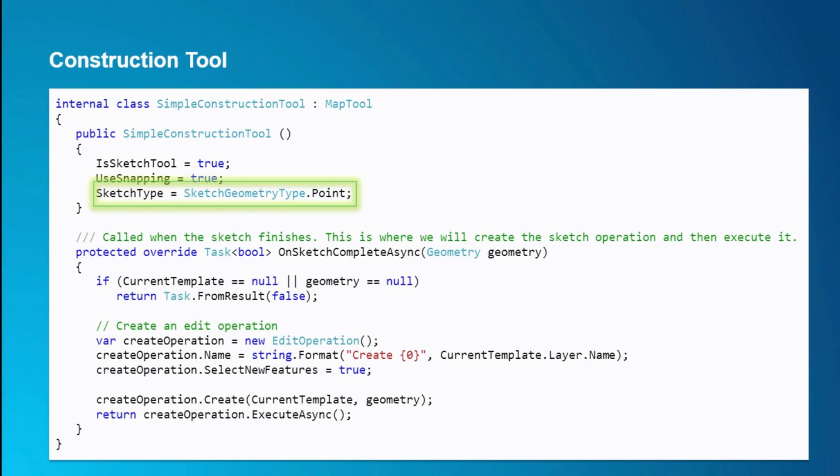So we have the simple constructor where it says, yes, I'm a sketch tool. Yes, I'm going to use snapping. And here is the sketch type I'm going to use, or I want my user to be using. In this particular instance, it defaults to the sketch geometry type of point. We also get the OnSketchCompleteAsync method stubbed out for us, and it gives us a very simple implementation that occurs when the sketch completes. So basically, it's really just an edit operation with a name assigned to it, and then you run the create using the current template and the sketch geometry.